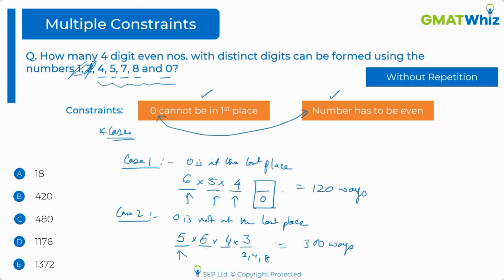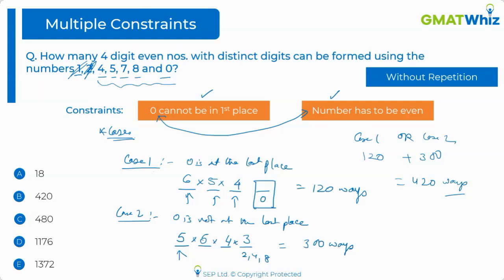And obviously, you cannot have both these cases at the same time. So either you'll have case 1 or case 2, right? And so you'll say 120 plus 300. There are total 420 numbers that can be formed, which are even. Is this part clear? Is the learning clear in this question, guys? Please mark if this is clear.